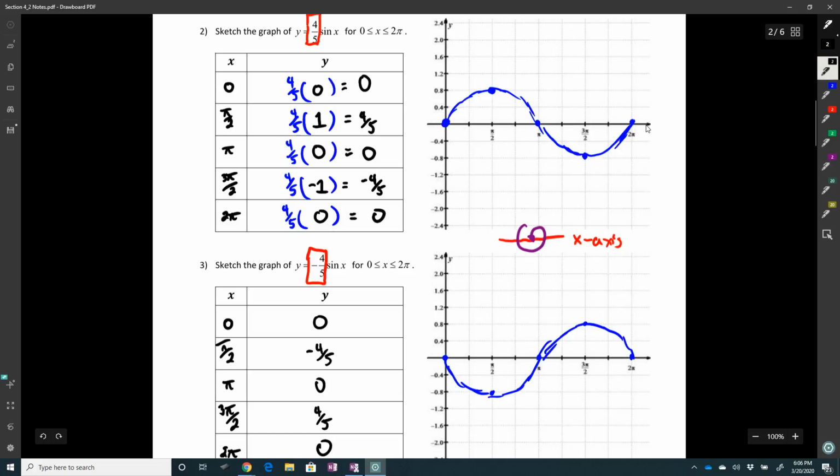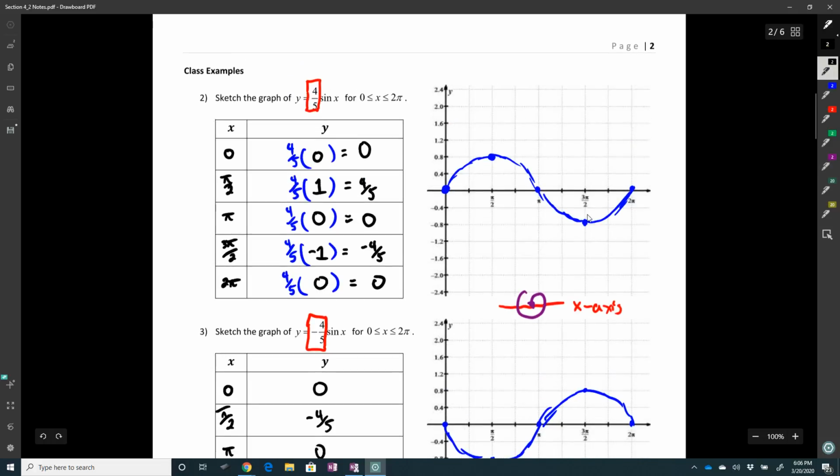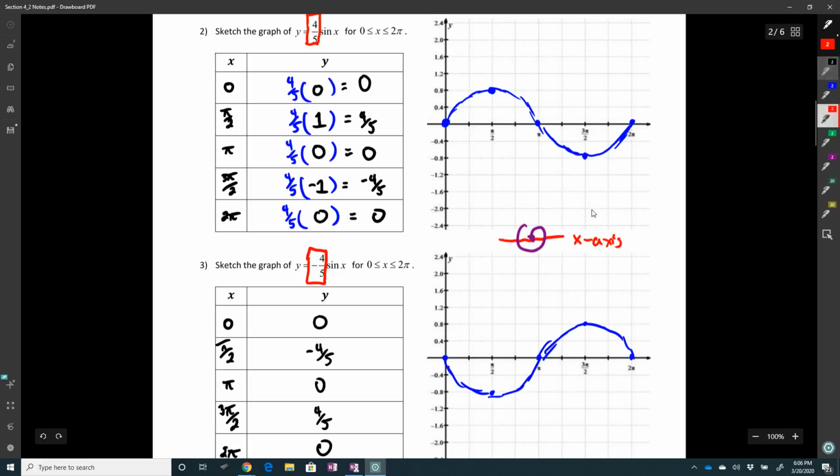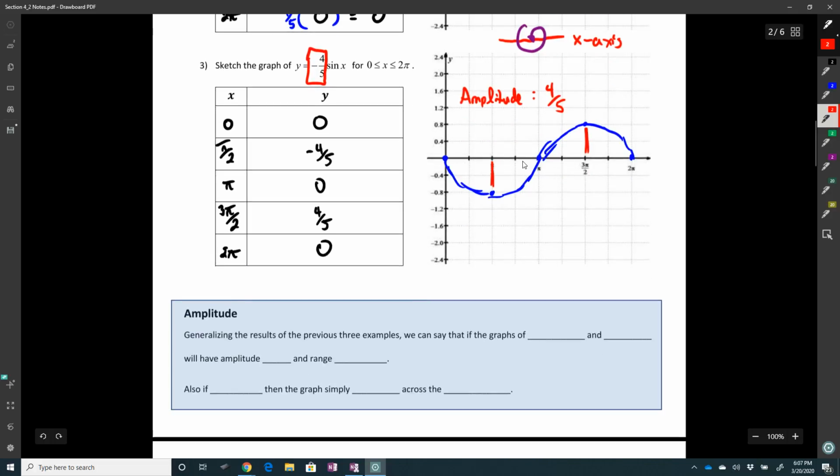Anyway, so we can summarize everything here. Oh, and by the way, if you look at this, what's the amplitude of each one? The amplitude of the one on top is from the middle to the peak or the middle to the valley, and that's just 4/5. Whereas for the same one here, the distance from the middle to the peak or the middle to the valley is also 4/5. So we can make an assumption here about amplitude.